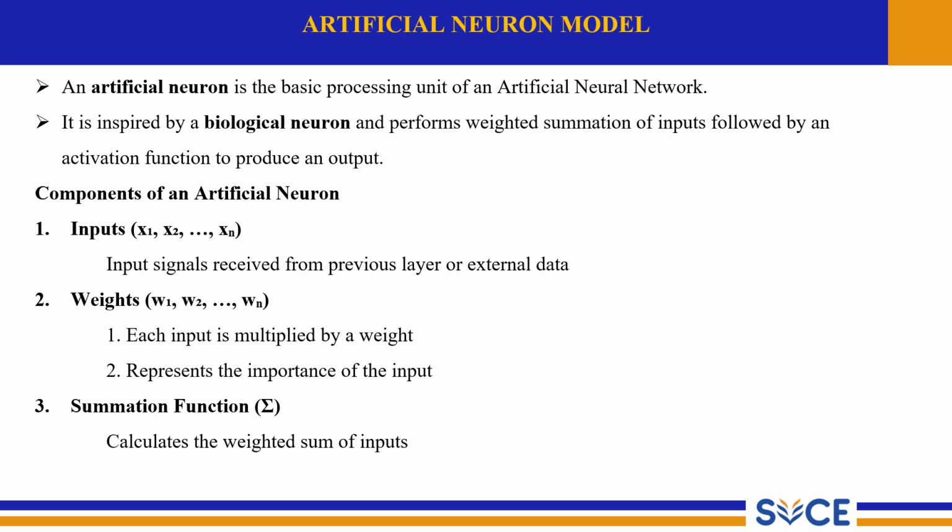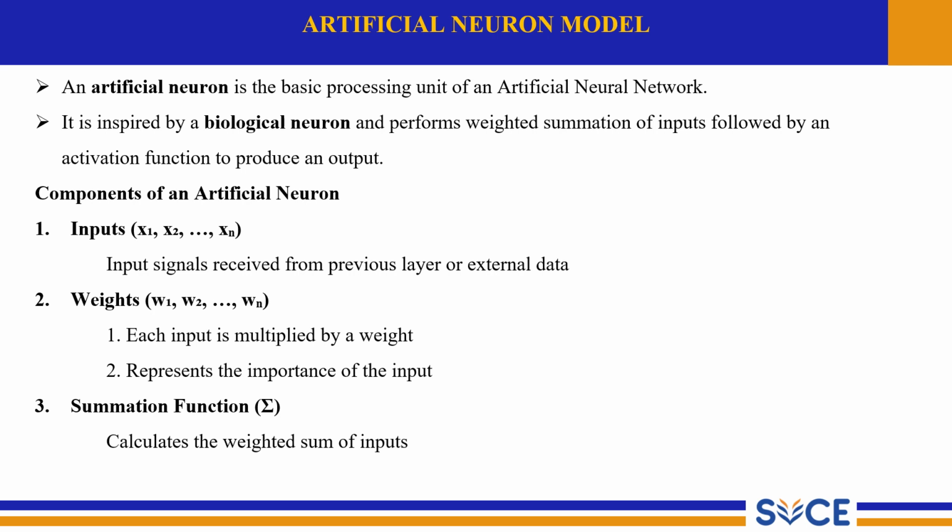So let's look at the components of an artificial neuron. First one is inputs. So the inputs are x1, x2 up to xn. Inputs are the signals the neuron receives either from external data or from the outputs of neurons in the previous layer. Each input carries information about the features of the data.